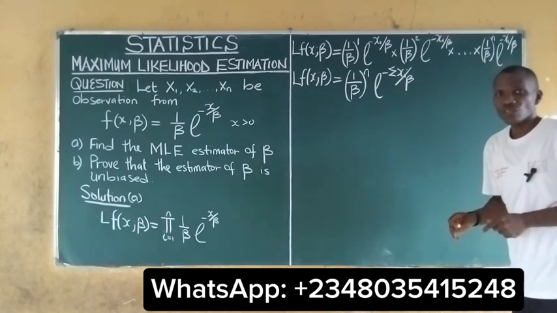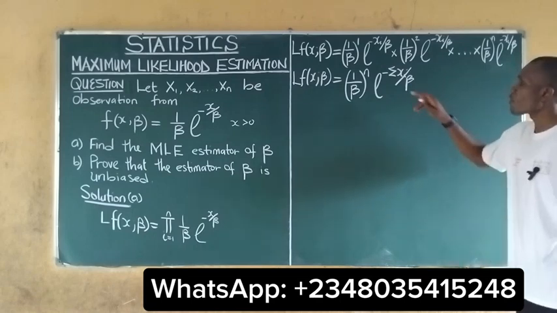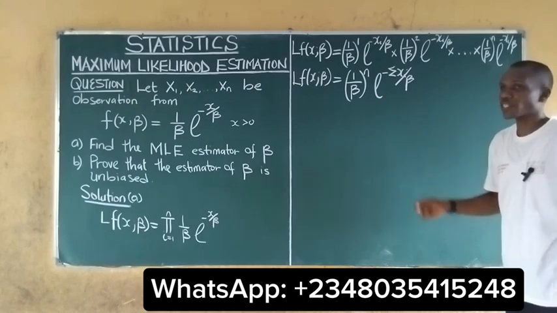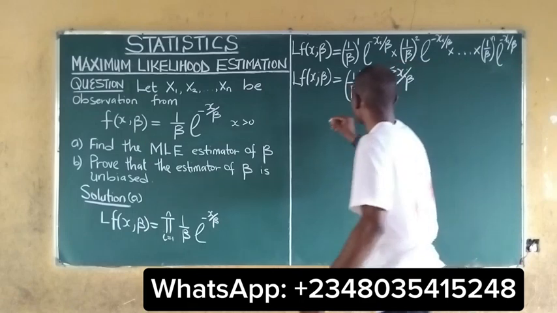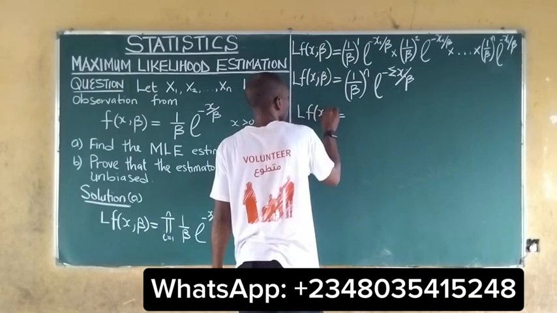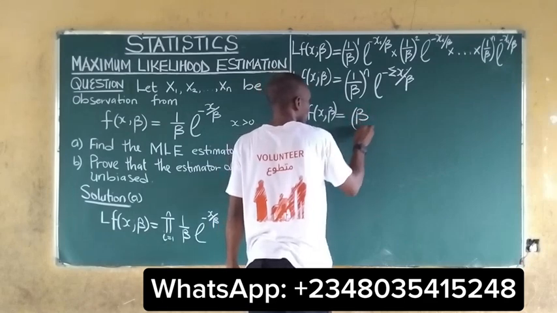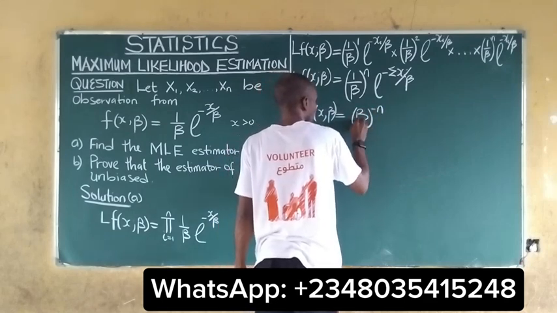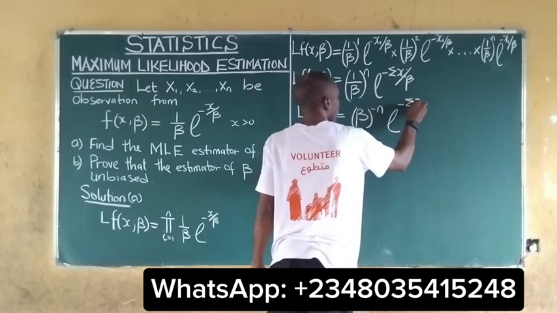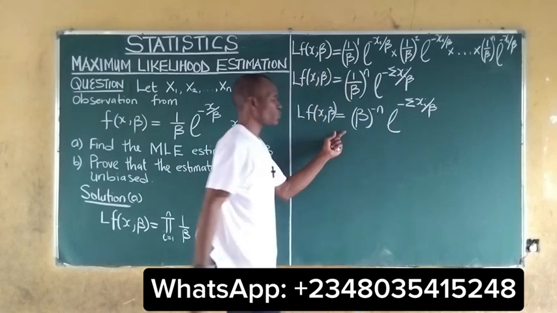The next thing to do for maximum likelihood estimator is to take the log. But to take the log, we need to rearrange this so that it will be easier. So before we take the log, let's rearrange this. Rearranging it, our likelihood function will be equal to beta raised to the power of negative n, exponential negative summation of xi all over beta. So this is what we get.